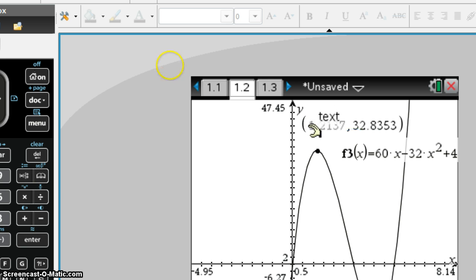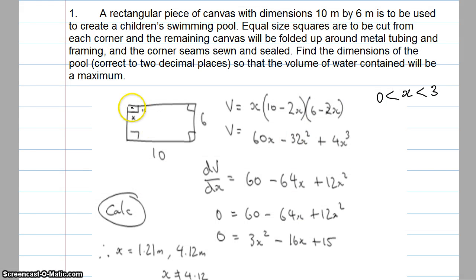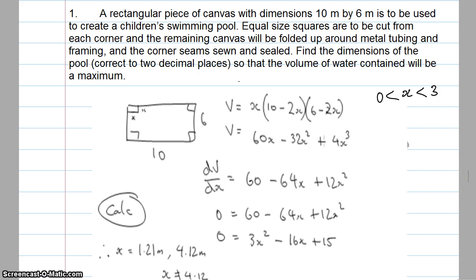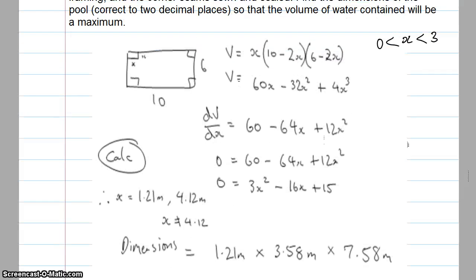So that means that the x value, the bit you have to cut off from the edges, is 1.21 meters to get the maximum. And when you cut it by 1.21 meters, you'll get a volume, and the maximum volume is 32.84 liters in this case. Okay, so the dimensions of the pool, we need to actually answer the question. All correct to 2 decimal places would be 1.21, and then 6 minus 2 times 1.21 is 3.58, and then the other one is 7.58 meters. Okay, so that's how we would go about doing this kind of question.